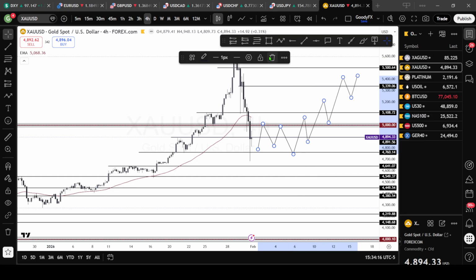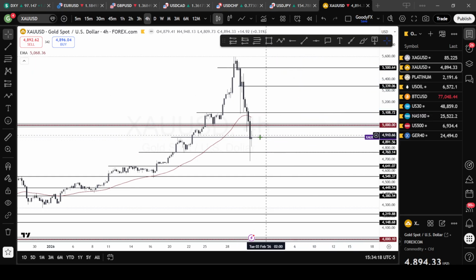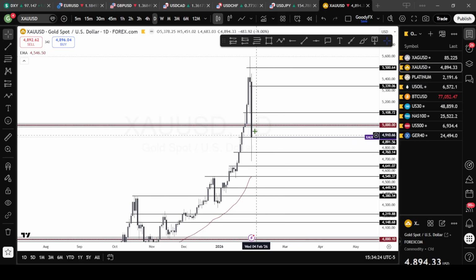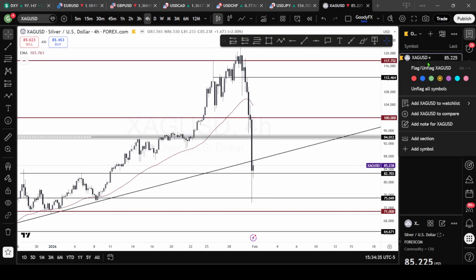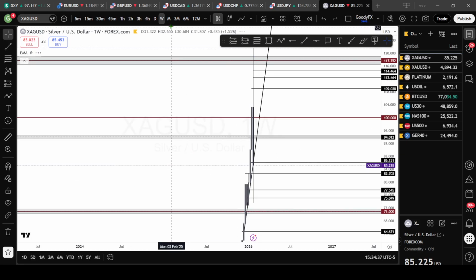So that's it for gold. I don't have anything yet. I want to see how the next daily candle or weekly candle will print before deciding to ride the move to the upside. But yeah, same thing with silver.